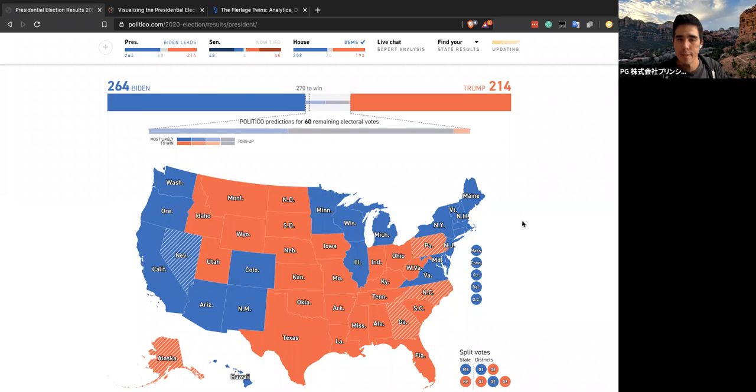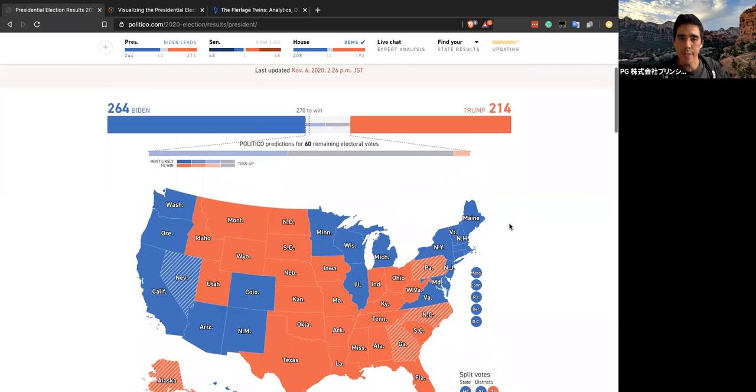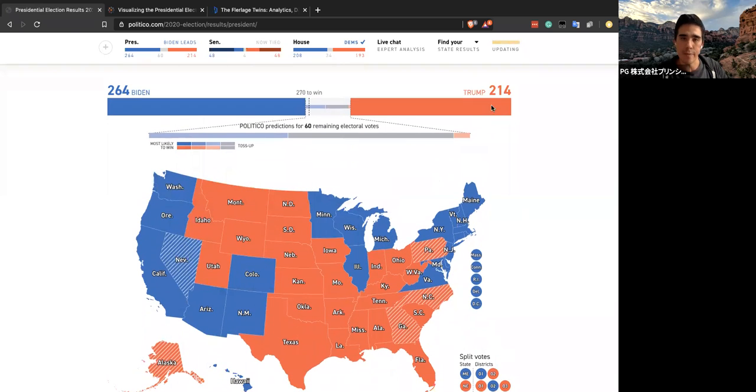So it's quite close. But once again, it's showing the map and also the bar chart up top to show the total votes.